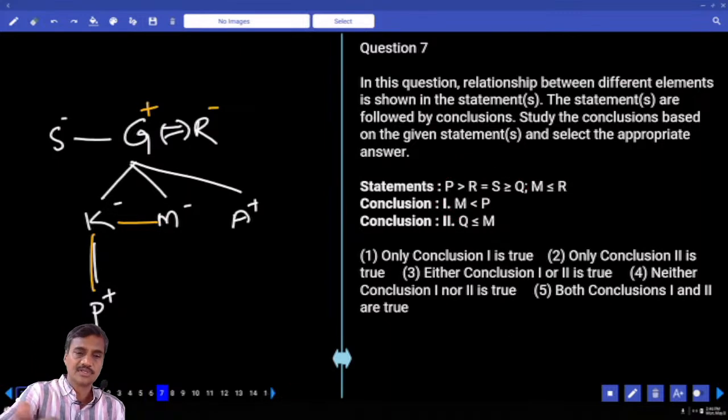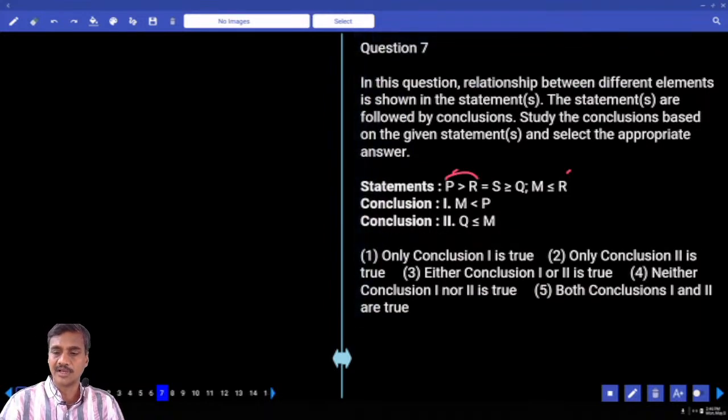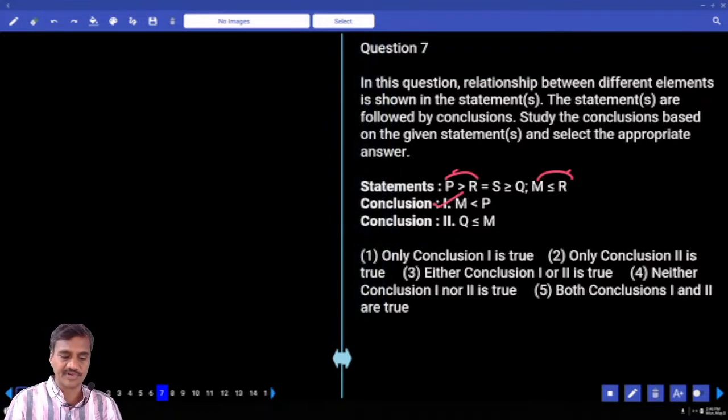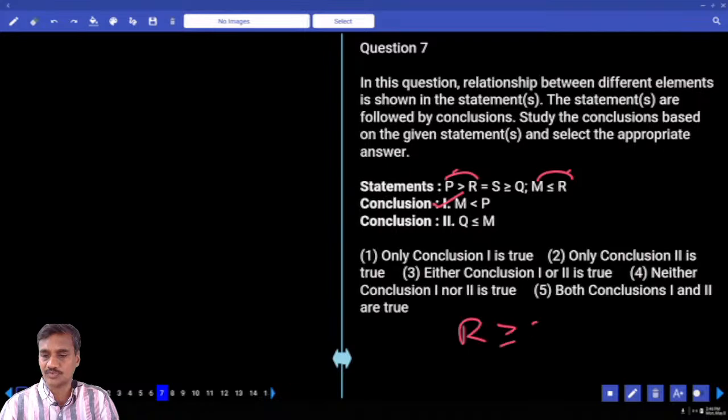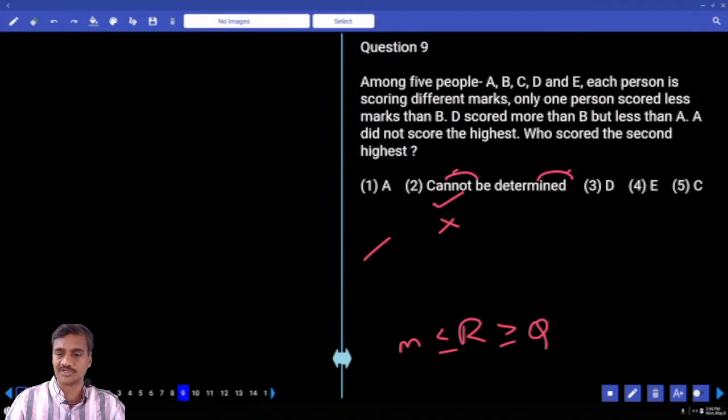And the 7th one, M and T. Now P is here, M is here. Which element is common? R. P greater than R and R greater than or equals to M. P greater than M, M lesser than P, definitely true. And second, Q and M. Now R is common, R greater than or equals to Q, and M lesser than or equals to R. 2 opposite symbols, so no relation. And so what is your answer? Only 1, that is choice 1, question number 7.